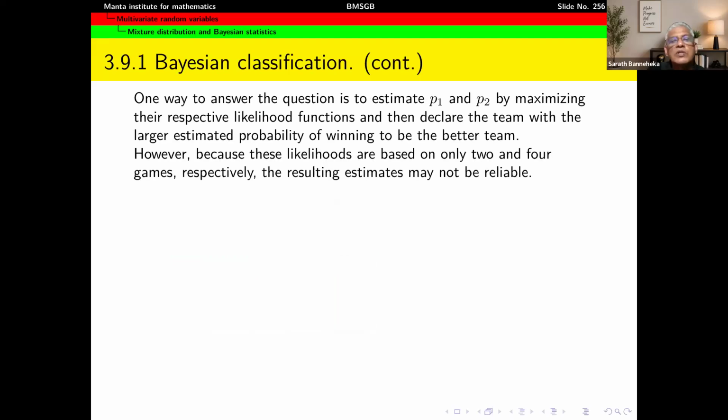So one way to answer the question is to estimate P1 and P2 by maximizing their respective likelihood functions. That is what I explained. And then declare the team with the larger estimated probability of winning to be the better team. However, because these likelihoods are based on only 2 and 4 games, respectively, the resulting estimates may not be reliable. So we have to know that even though we have estimates, they are not that reliable.